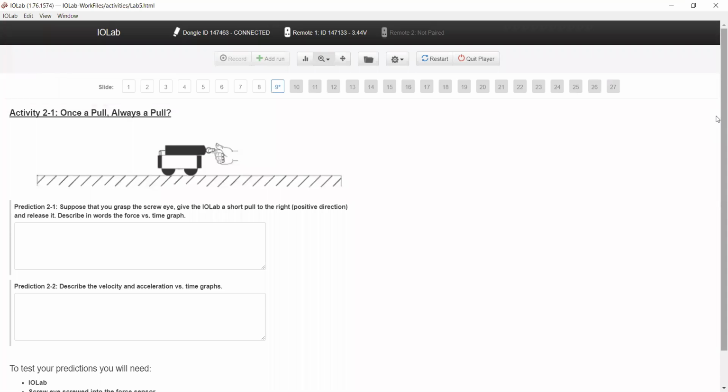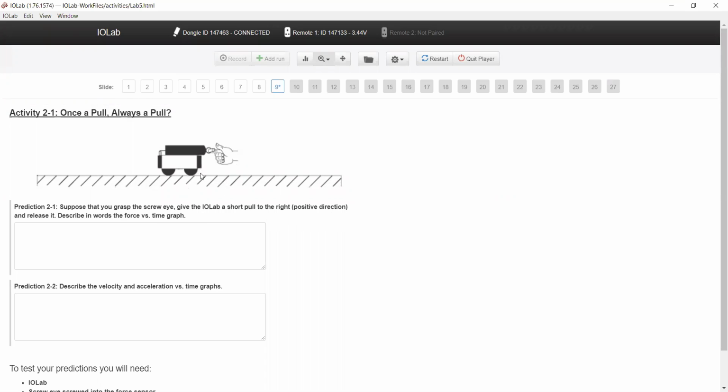Okay, next slide, slide 9. Once a pull, always a pull. We are asked to grasp the IOLab by the force sensor and give it a short pull to the right, the positive direction. So we'll grab the IOLab by the force sensor, give it a pull and release it. Describe the force versus time graph.